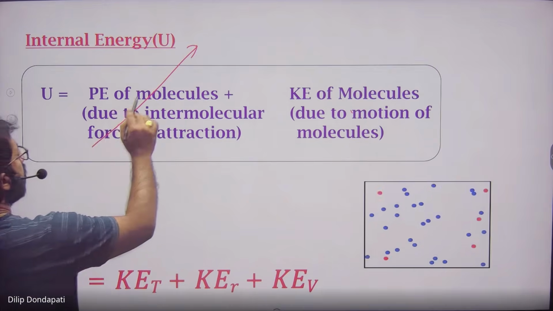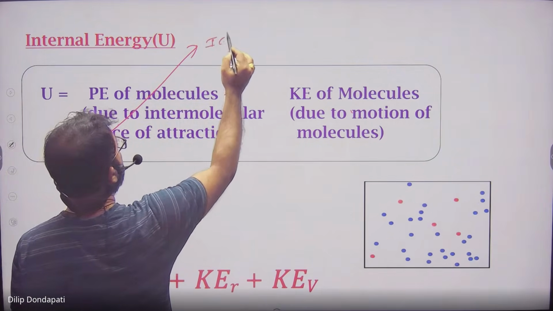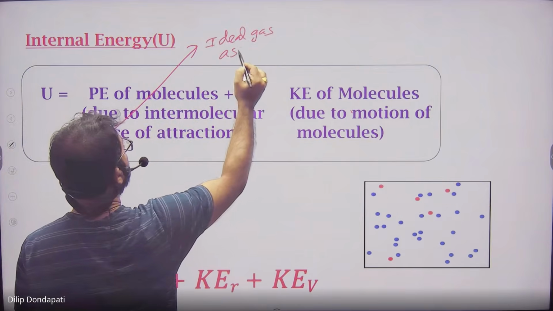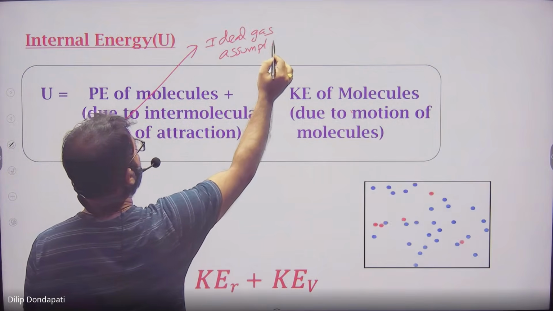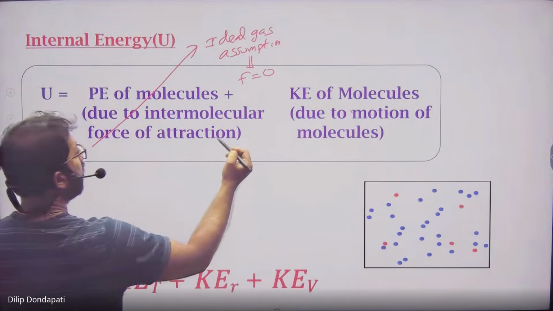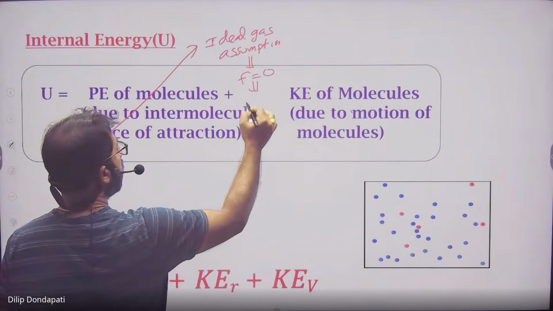Why are we neglecting potential energy of molecules? Because of ideal gas assumptions. In the assumption, there is no force of attraction. Therefore, potential energy is zero.